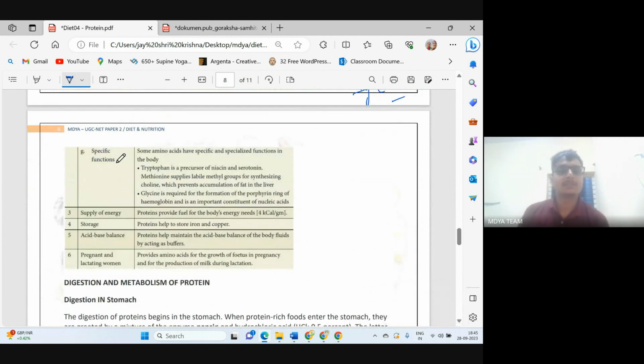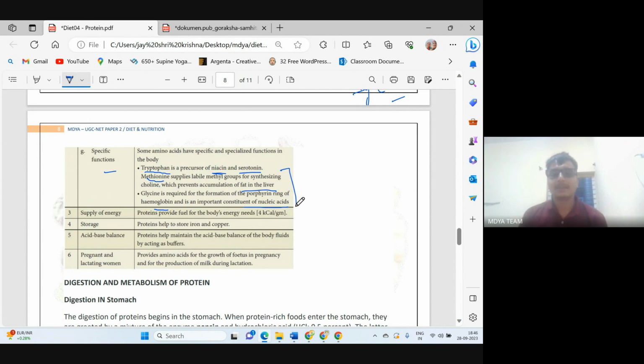So, specific proteins: some proteins also have specific functions in our body. Like the first one is tryptophan. Tryptophan is already a protein, and with this, our body can synthesize some other substances, niacin and serotonin. Serotonin is a hormone, and niacin is a vitamin. So, with the help of tryptophan, our body can produce niacin and serotonin. Methionine supplies labile methyl group for synthesizing choline, which prevents accumulation of fat in the liver. So in simple words, methionine is responsible for prevention of fatty liver disease. Next is glycine. Glycine is responsible for formation of hemoglobin, an important constituent of nucleic acid.